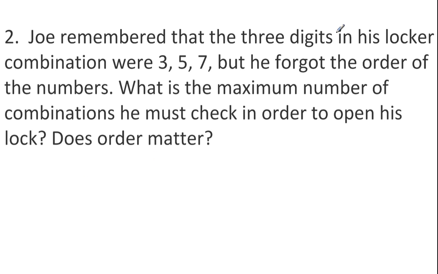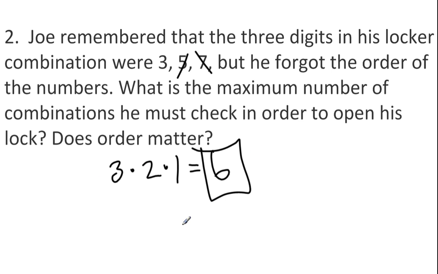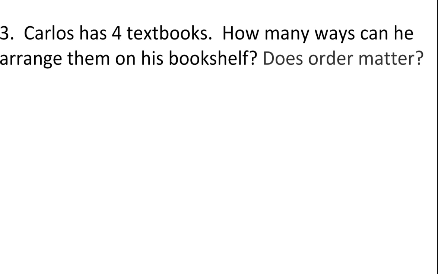Alright, Joe remembers the digits on his locker are 3, 5, and 7, but he forgot the order. Well, now order definitely matters, right? How many choices does he have for the first one? 3 choices. Once he picks one of them, he's only down to 2 choices, and then once he picks one, he's down to 1. So there's only 6 different ways that his locker combination could be if it's those 3 numbers. Not so bad, he can figure it out.